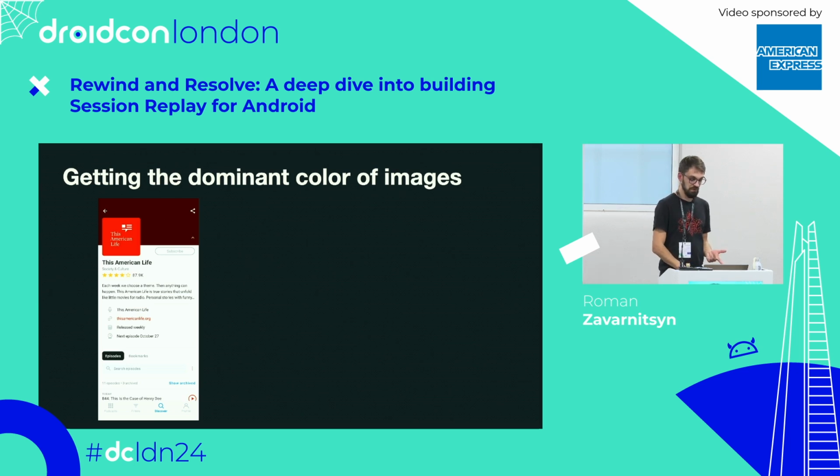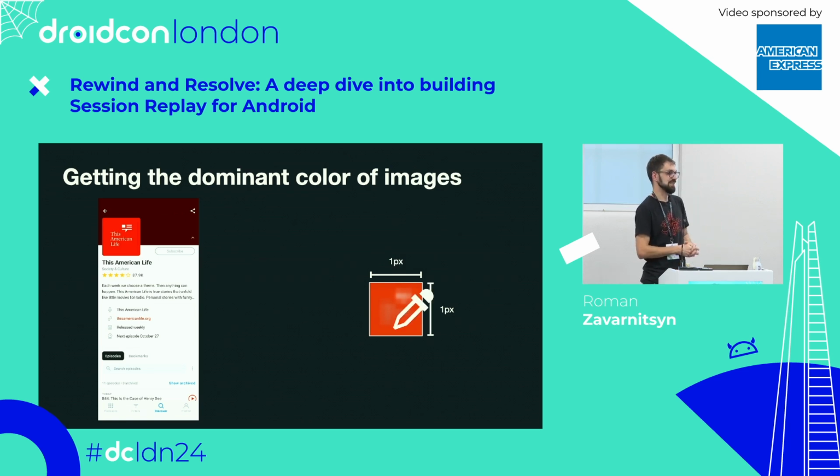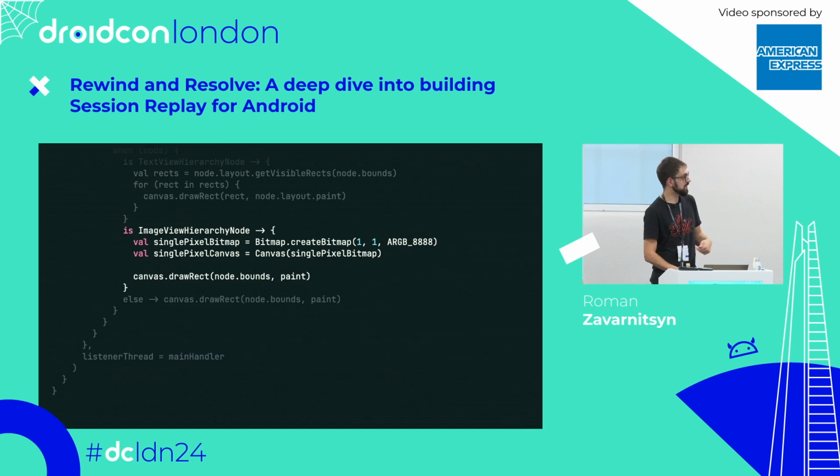So what we came up with is to get our image, then create a single pixel bitmap, and scale down this image to the single pixel bitmap. After that, we can reliably, or almost reliably, get the dominant color, because it would be prevailing over other colors after downscaling. So let's go ahead and do that. We create a single pixel bitmap and create a canvas for it.